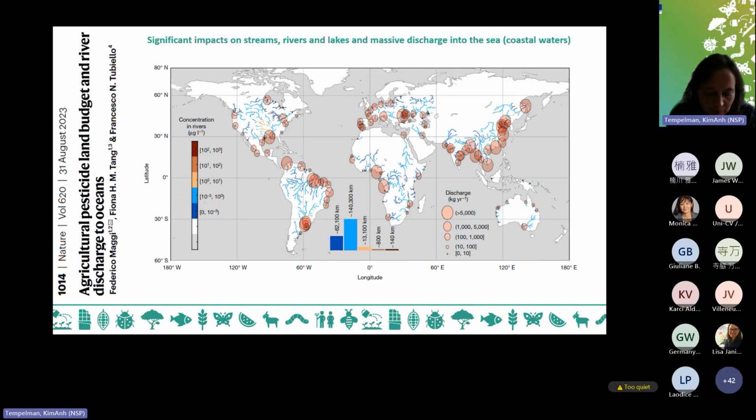Herbicides represent a prevalent pesticide residue on both land and river outlets. And as you can see on this map, the discharge also affects coastal waters, which are areas that are very rich in biodiversity and have biodiversity-rich ecosystems. For example, coral reefs, mangroves, and seagrass.